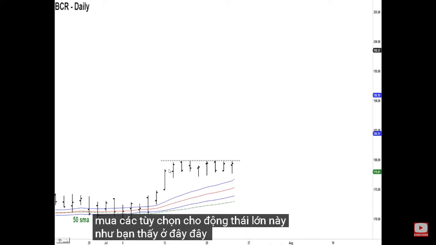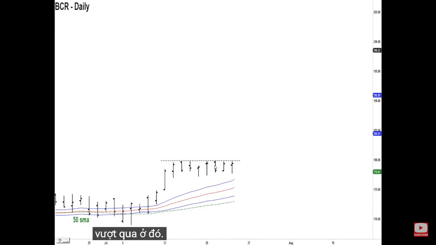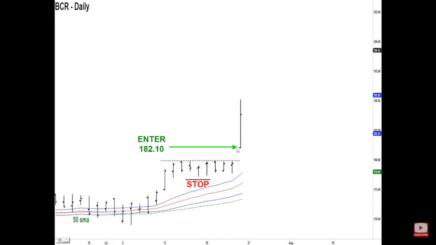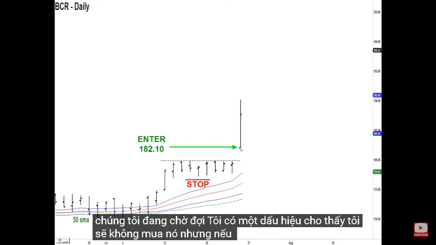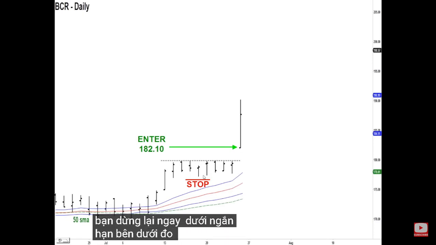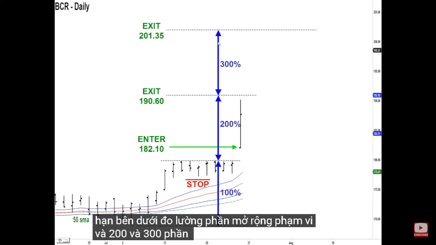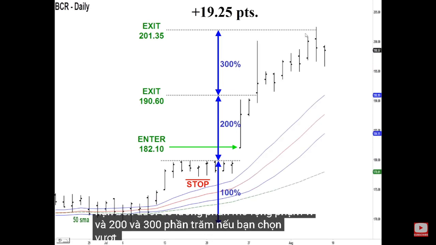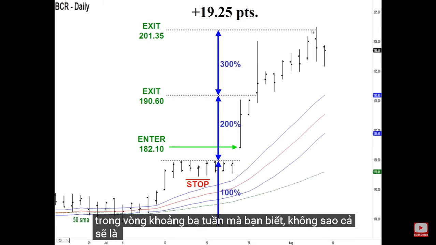As you see here, here's the top of the short-term pivot high. We can't get through there. We have absolutely 5 closes above. So you would have entered, if you wanted to, if you decided to, on this bar where you opened up much higher. Now, a lot of our students would say, well, we're gapping up, I got an indication, I'm not going to buy it. But if you had options, maybe you'd want to. And you place your stop just below the short-term low, measure the range extension, and 200 and 300%. If you chose to get out at 300%, that's 19 points in just about 3 weeks. Okay, would have been a nice option play.